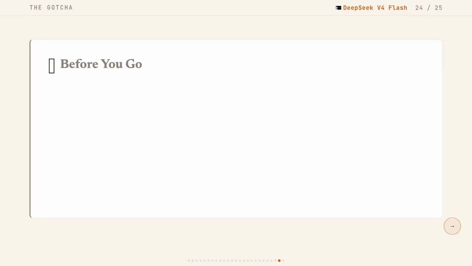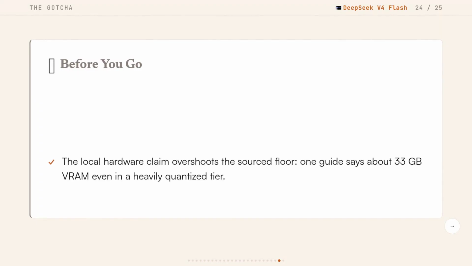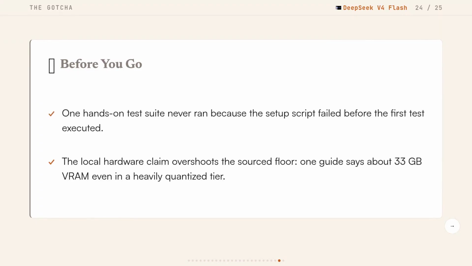One thing the marketing doesn't mention: verbosity. Users report that DeepSeek V4 Flash's tendency to overgenerate output tokens can quietly wipe out the per-token cost advantage on longer tasks. I couldn't find a published token count comparison for this, but if you're running high-volume jobs, watch your actual output token counts before you trust the headline price.